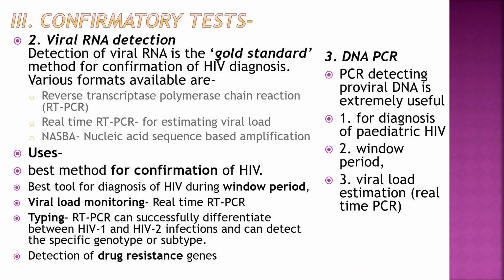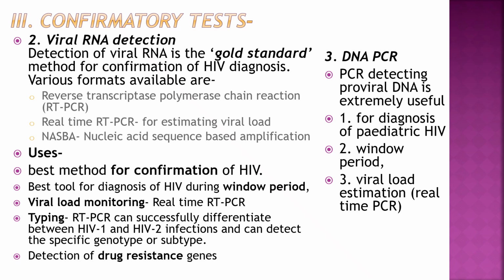Confirmatory test, in that second, viral RNA detection. Detection of viral RNA is the gold standard method for confirmation of HIV diagnosis. Various formats are available, like reverse transcriptase polymerase chain reaction, RT-PCR, real-time RT-PCR for estimating viral load, and nucleic acid sequence-based amplification. Uses: confirmation of HIV, diagnosis of HIV during window period, viral load monitoring by real-time RT-PCR. Typing: RT-PCR can successfully differentiate between HIV-1 and HIV-2 infection and can detect the specific genotype or subtype. Detection of drug resistance genes.